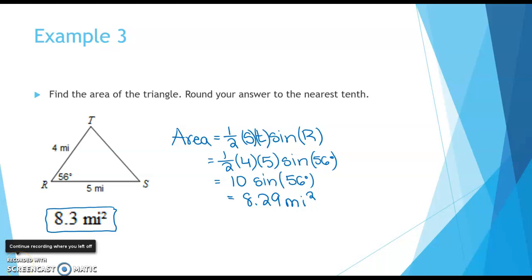What I'm going to have you guys do now is go into Blackboard and you'll see an area of a triangle assignment under Unit 3. That's what you're going to work on. So remember, when we have side, side, side, we can use Heron's formula. And when we have side, angle, side, we can use our area formula, which is 1/2 A times B times sine of angle C. That's when we have side, angle, side.